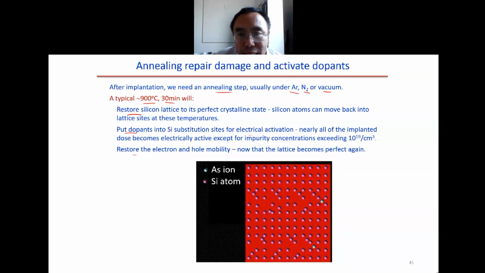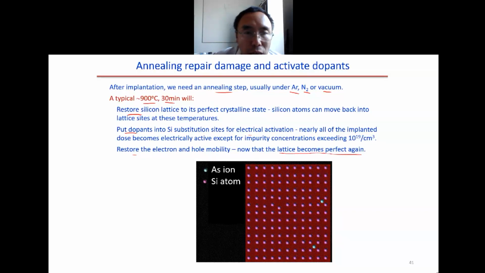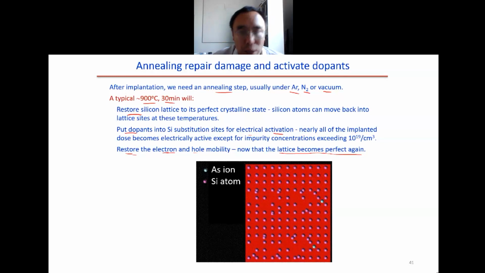Now that the lattice becomes perfect again, the electron hole mobility will be restored. So there are three advantages. First, repair the lattice. Second, activate the dopant. Third, improve the mobility, restore the mobility.